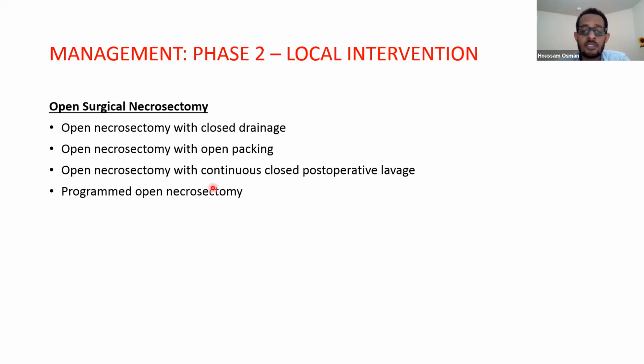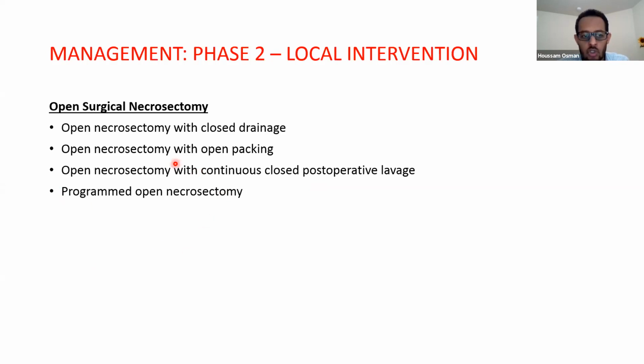And there's the open necrosectomy with continuous closed lavage, where you do what I talked about, but when you put the drains, you use one drain for irrigation: you run saline through one drain and you drain it through the other drain. It's kind of continuous irrigation for 72 hours after surgery. And then there's the option of programmed open necrosectomy. So you say, I'm going to take them to surgery multiple times. But if you wait for phase 2 at the right time, you will not need to do a programmed necrosectomy.